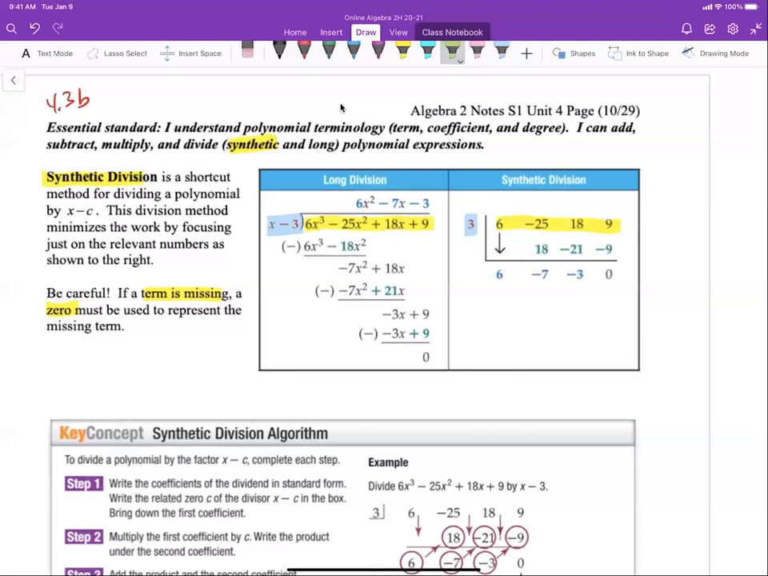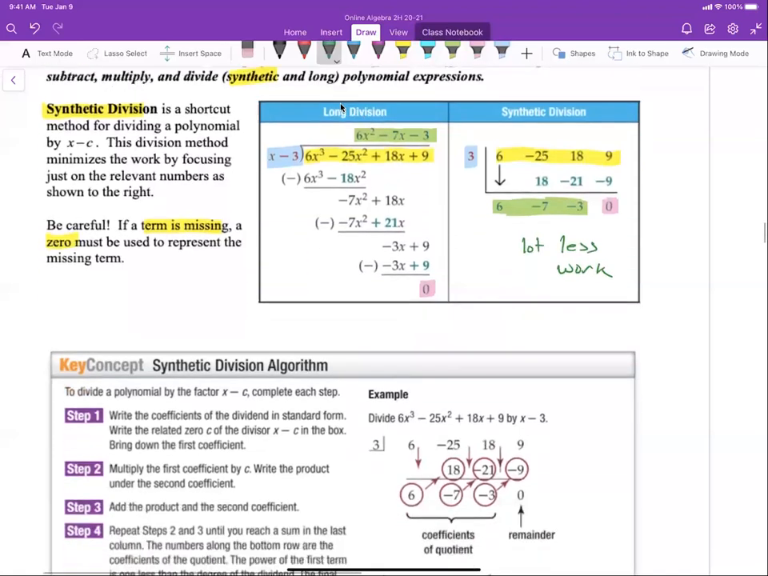If you notice the answer in this long division problem, we have 6x squared minus 7x minus 3. Here is where those coefficients will end up showing up in our synthetic division. And we have a remainder of 0, and this will be where our remainder is. It is important to note that this is a lot less work than long division. So that should be encouraging to you.